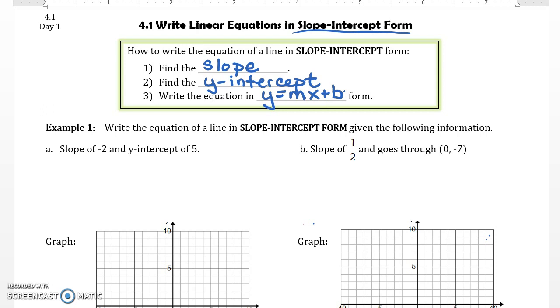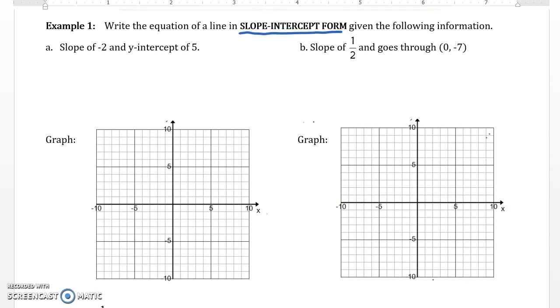If we look at example 1, we're given some pieces of information. We're asked to write an equation in that slope-intercept form, and then go ahead and graph it as well on the grid below. So let's look at one or two of these together. The first one, we're told we have a slope of -2. We have a y-intercept of +5. So we know m is -2. We know b equals +5. So we can plug that right into our equation, y equals mx plus b, and have a linear equation of y equals -2x plus 5.